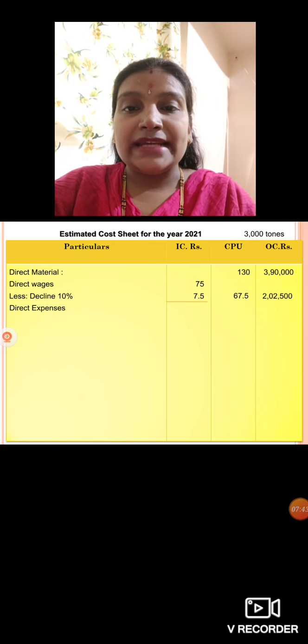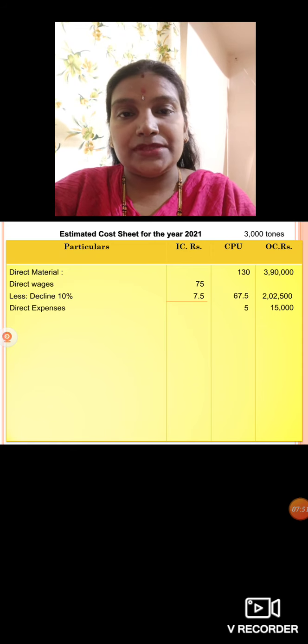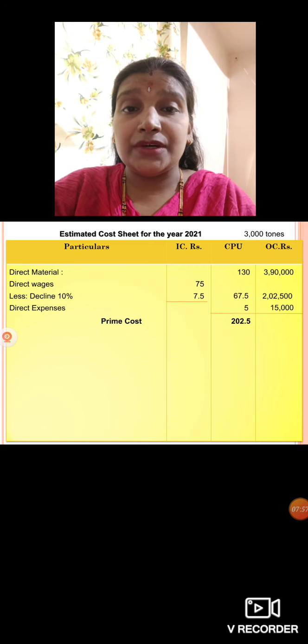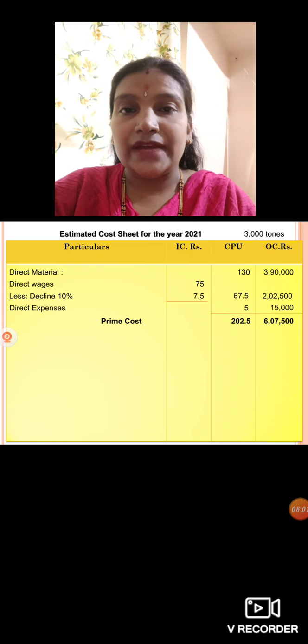Then direct expenses, regarding this they have not mentioned anything. So per unit you will take it as it is, 5 rupees into 3,000, you will get 15,000 rupees. Okay, so if you add it, prime cost, how much will we get? 202.5 rupees per unit, and total cost you will get 6,07,500.